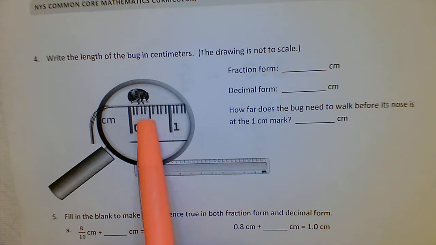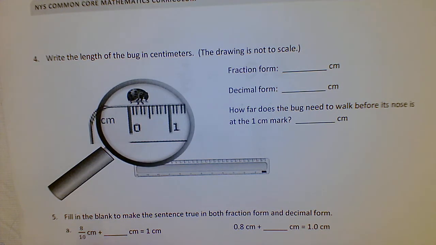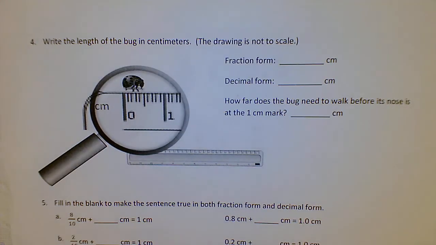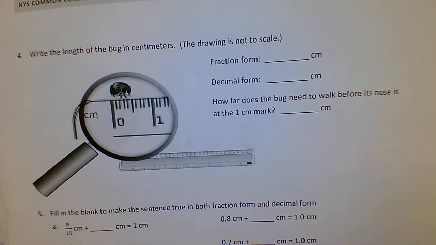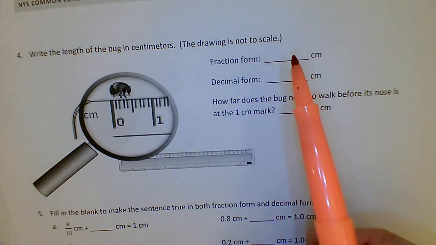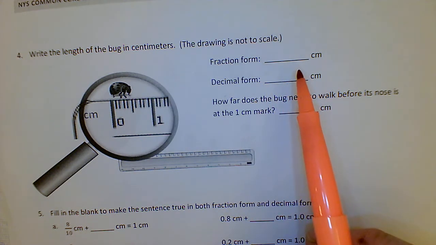So you're going to have to figure out how many tenths of a centimeter that is. And don't tell me it's half a centimeter, because that's not going to help you with the tenths. You really need to figure out the tenths. So you are going to count all these tenths. You're going to go 1, 2, 3, etc. And then you're going to write it as a fraction, and you're going to write it as a decimal.